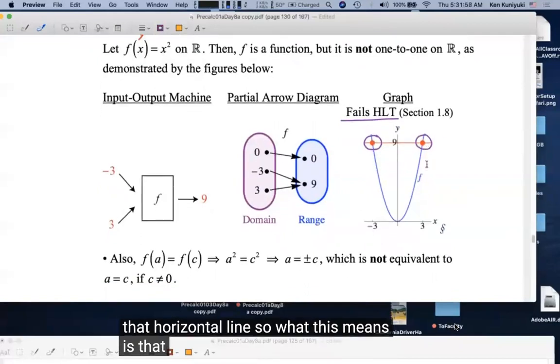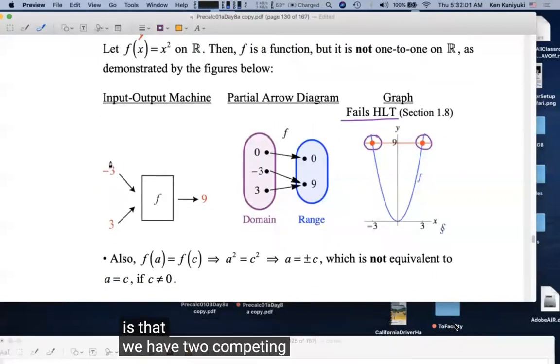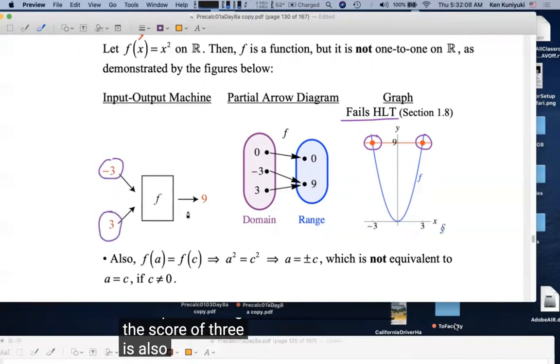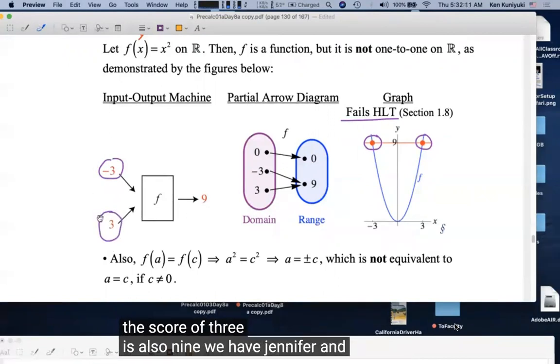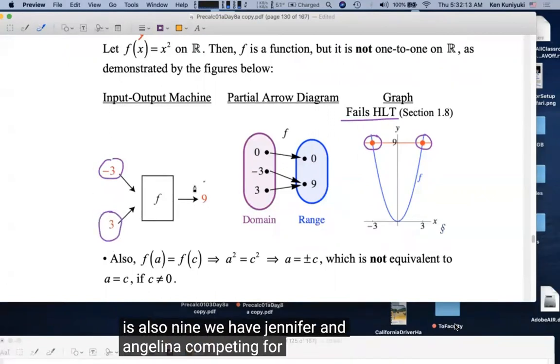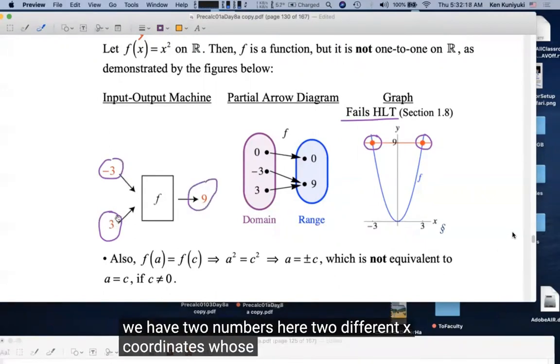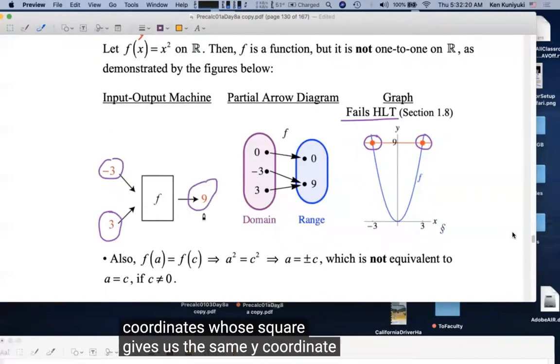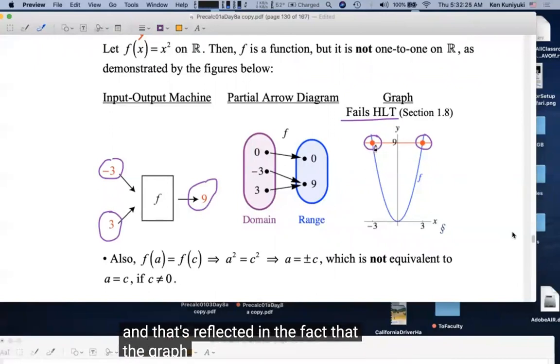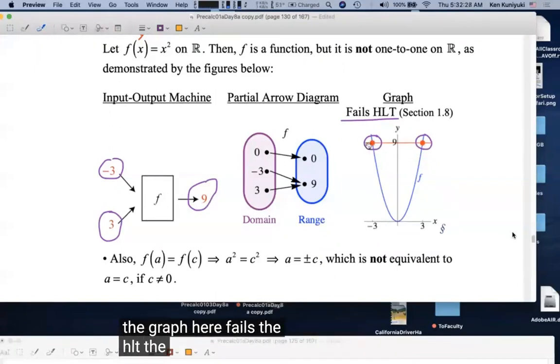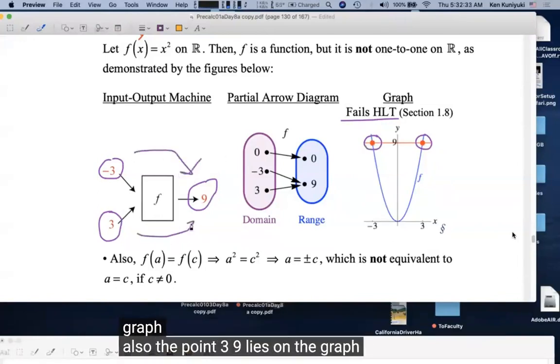So what this means is that we have two competing values for x here. The square of -3 is 9, but the square of 3 is also 9. We have Jennifer and Angelina competing for Brad. We have two numbers here, two different x coordinates, whose square gives us the same y coordinate, 9. And that's reflected in the fact that the graph here fails the HLT. The point -3, 9 lies on the graph. Also the point 3, 9 lies on the graph.